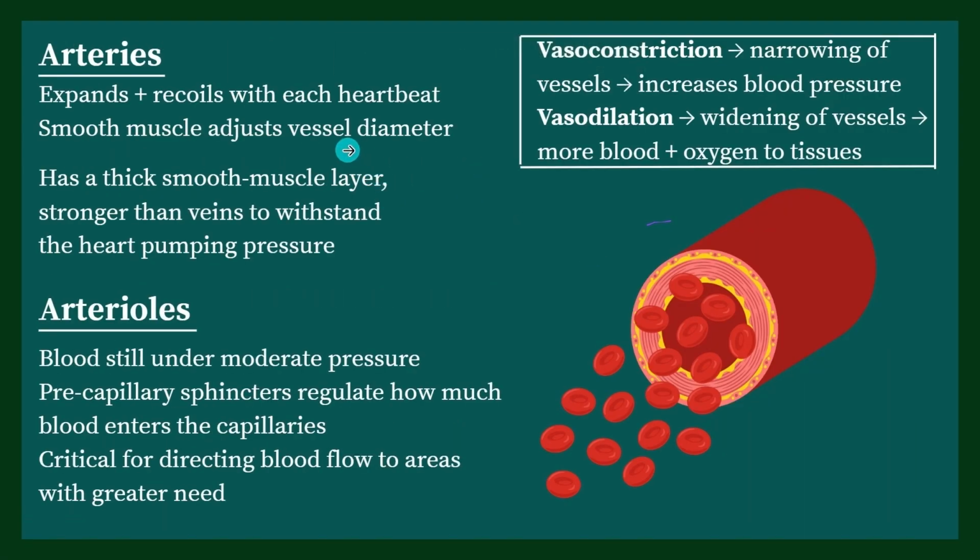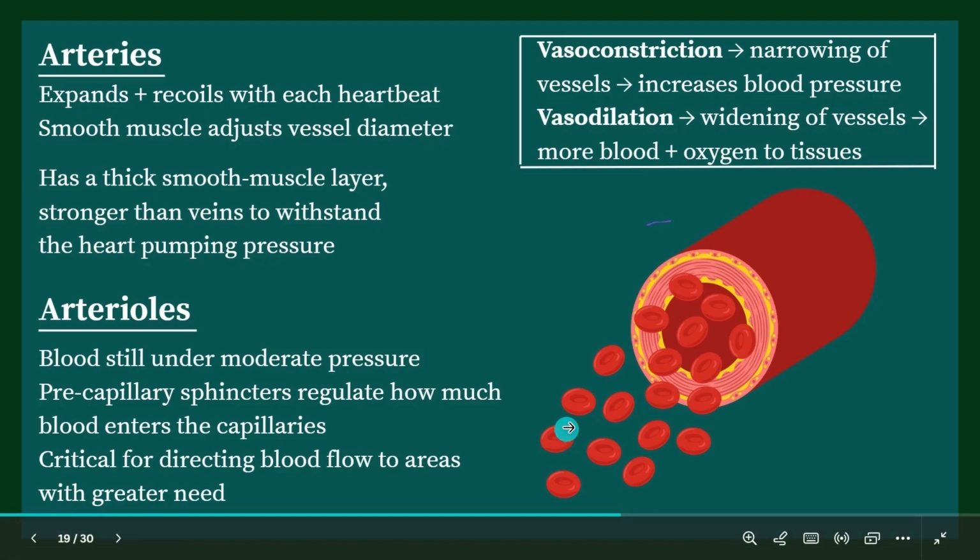So the arteries can expand and recoil with each heartbeat. They're super stretchy so that they can handle the volume of blood flow coming through there. The point is to get that oxygenated blood all over the body, so there's a lot of pressure inside of the arteries. That's why it has such a thick smooth muscle layer. You see a nice thick layer there, stronger than veins, to withstand the pressure of how quickly and how forcefully the blood has to get pushed by the heart.